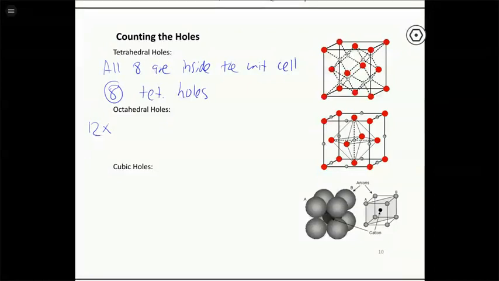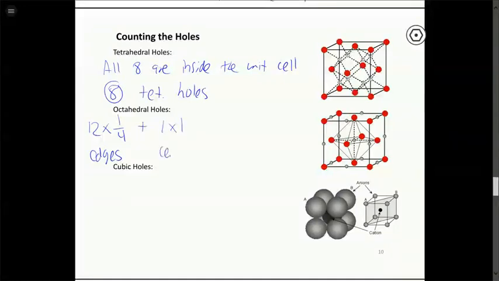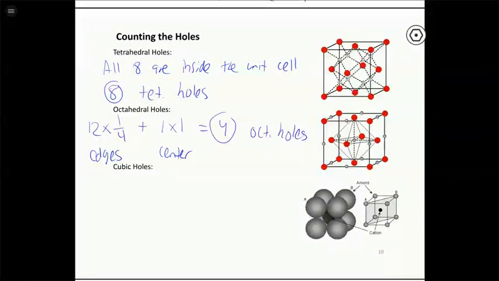1/4. So edges are shared by 4 different unit cells. So each of those we count as 1/4. Those are the edge positions. But we also saw that we have one octahedral hole right in the center, which is not shared. So that's our center position. So in total, there are going to be 4 ions that can occupy octahedral holes. If we fill every single octahedral hole, there's going to be 4 of that ion in the structure.